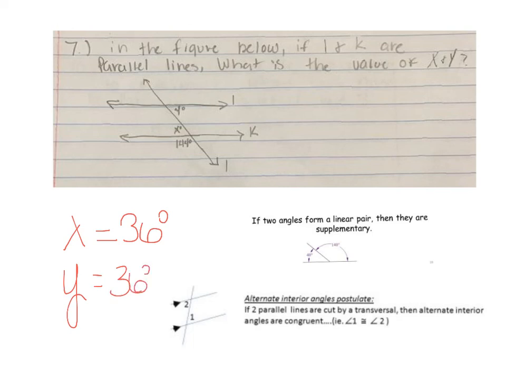Now you'll need these postulates, or the theorems. Hopefully you have them in your notes where you have them all listed together, or usually they're in the back of your book, all listed together. Okay, so that's number 7. Let's look at some other ones.